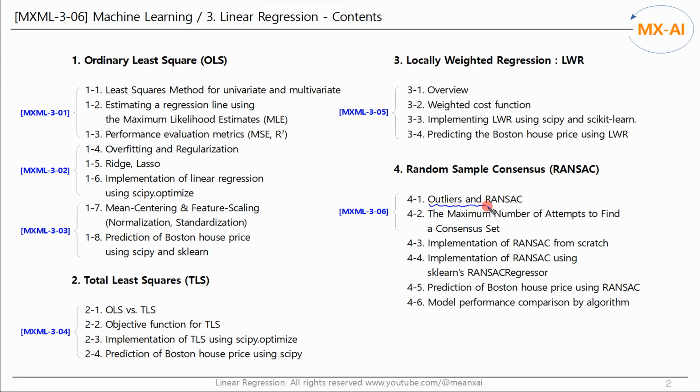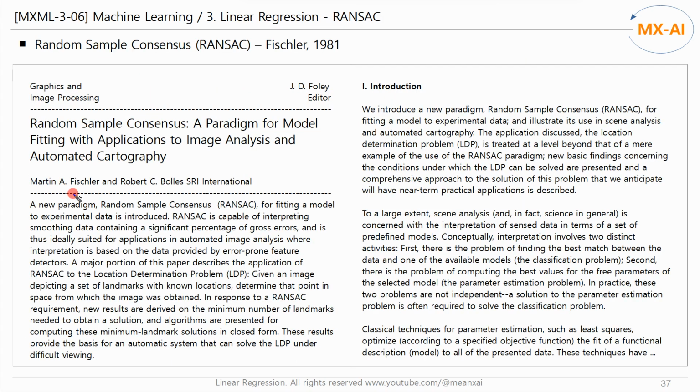Let's look at the outliers and RANSAC and the maximum number of attempts to find a consensus set. RANSAC is an algorithm proposed by Fischler and Bolles in 1981 to solve the location determination problem, LDP, in the field of computer vision. Given a photo depicting a set of landmarks with known locations, LDP determines that point in space from which the photo was taken. We will use this algorithm to perform the linear regression.